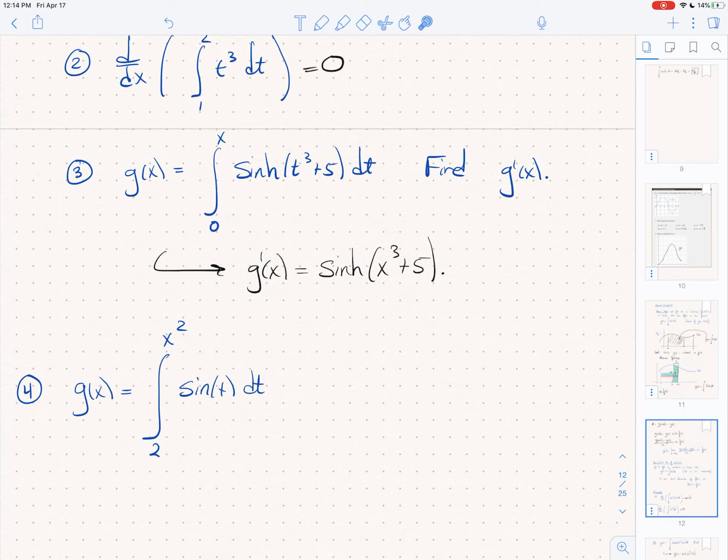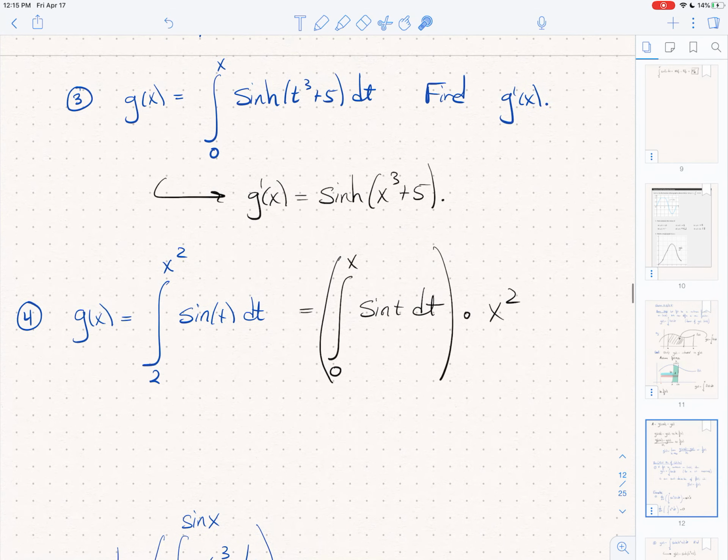Let's switch to yellows. So what do we do? Well, you need to view this as function composition and then use the chain rule. So you can actually view this as the integral from 0 to x of sine of t dt composed with x squared, because that's what you're doing. You're plugging x squared into this function.